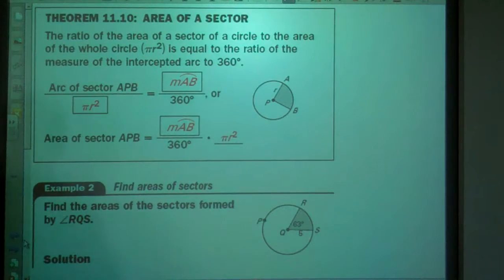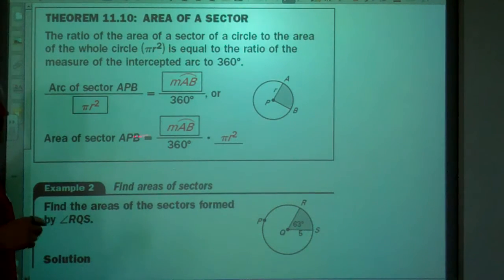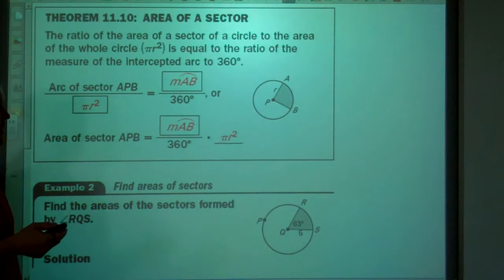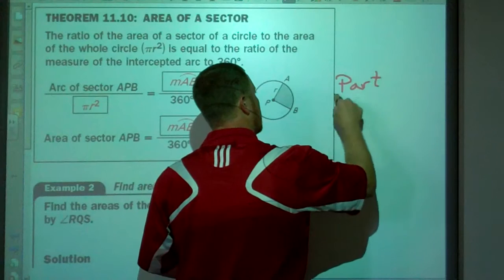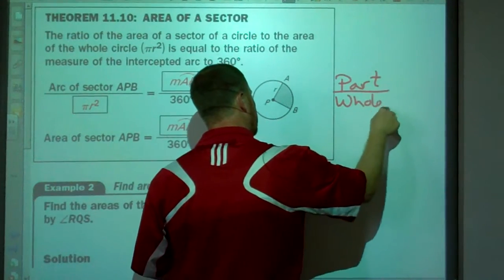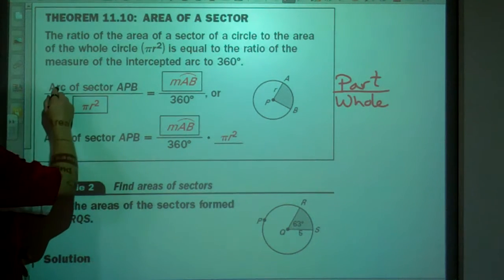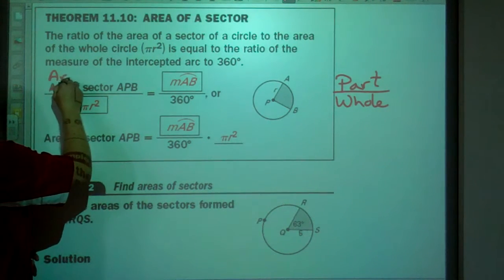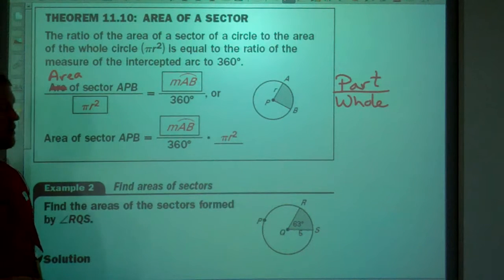Area of a sector, the equation looks very similar to arc length, except our ratio changes a little bit. It's still part divided by the whole. And this shouldn't say arc, this should say area. The area of the sector, APB. So APB, that's how you name a sector, from the point on the circle to the center to the other point on the circle.